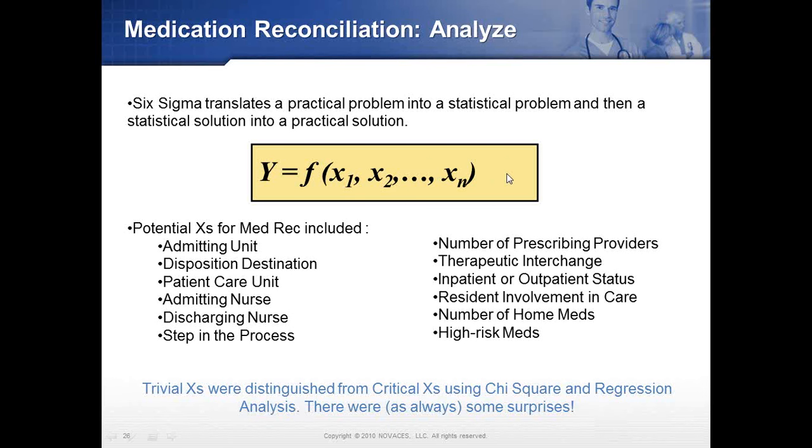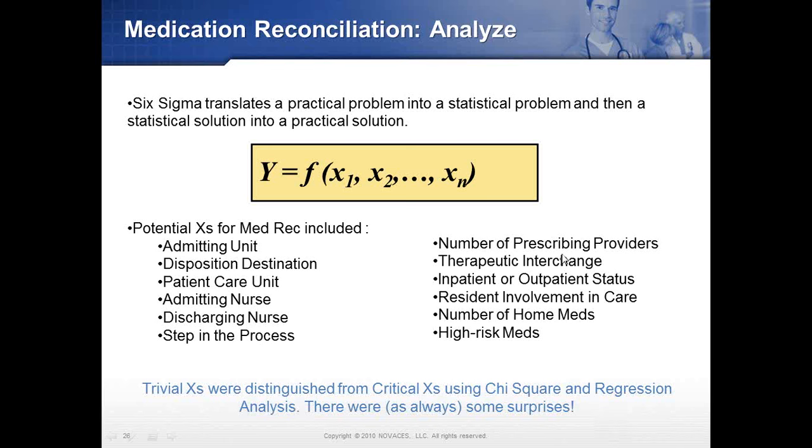I talked about this already. This is what a transfer function looks like. And here are some of the potential X's. Admitting unit, disposition destination, patient care unit, admitting nurse. I didn't say anything when they said that, but I was a little concerned there. Discharging nurse, also a little bit concerned there. And which step in the process?